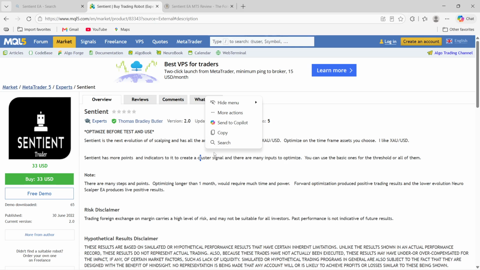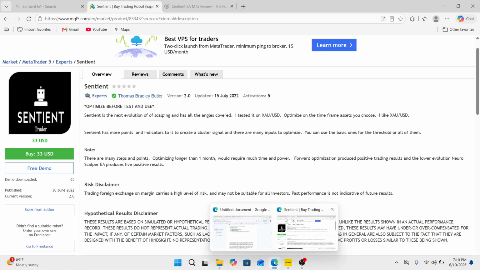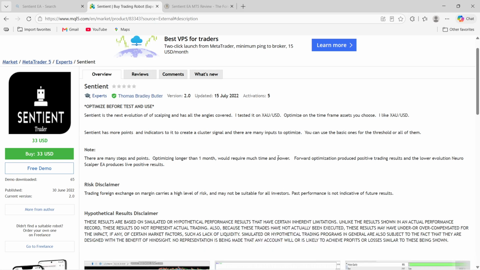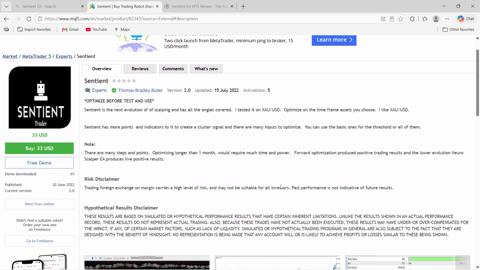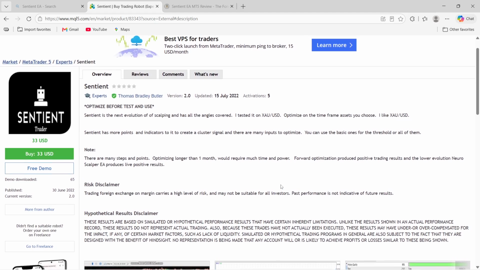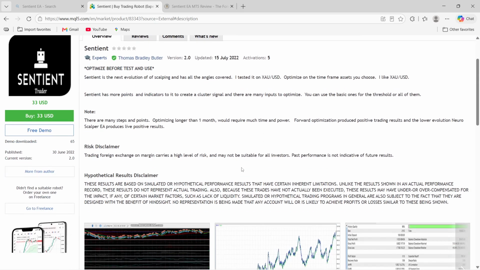They also make a big deal out of optimization. You're told very explicitly to optimize before you test and before you use it live. The developer mentions that they personally like to run it on XAUUSD and that you should optimize on the time frame and asset you choose. That alone tells you a lot. This isn't pitched as a plug and play robot that works out of the box on any symbol. It is pitched as a highly tunable engine where your results will depend heavily on how you optimize it.